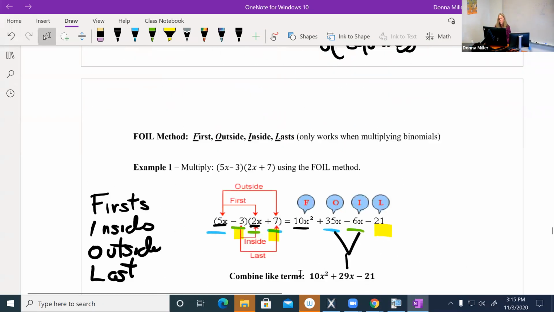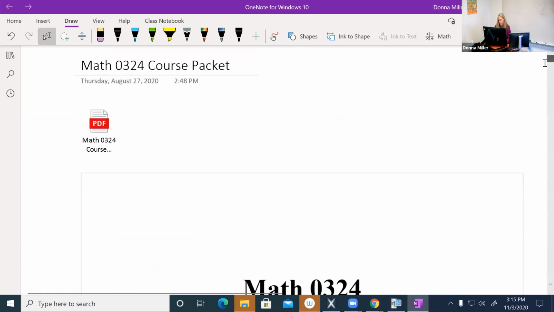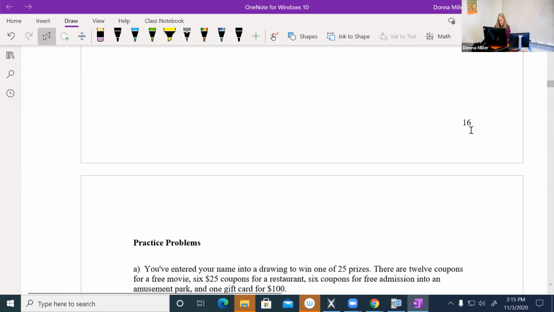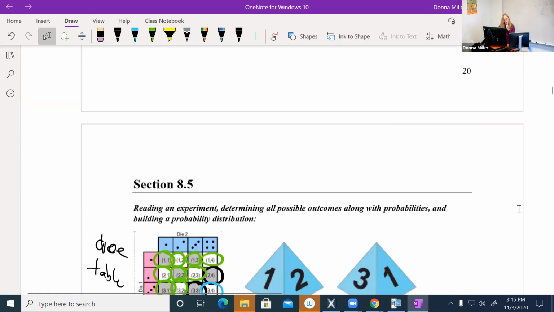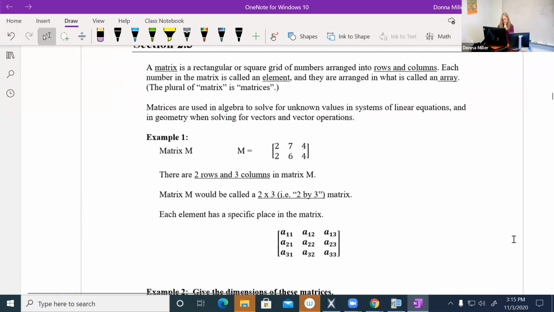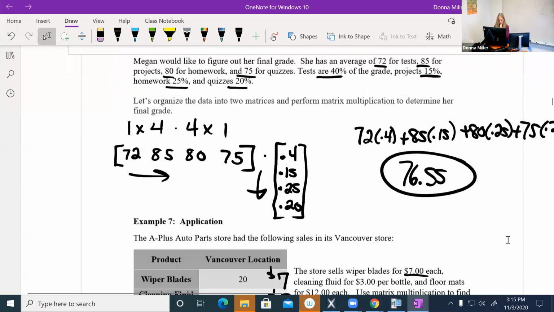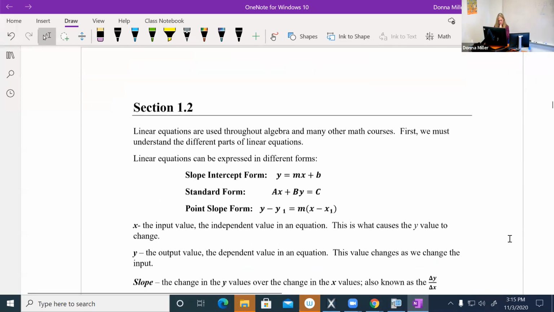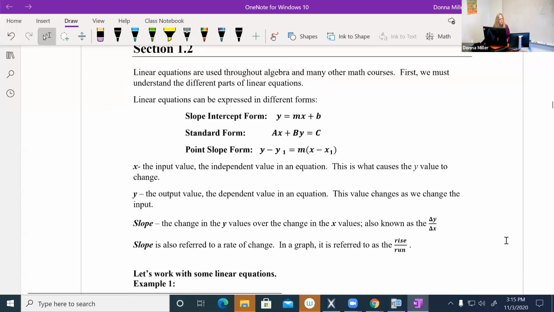All right, so we're going to go up in our packet. I don't know what page it is. Let me see if I can remember. I'm looking for 1.2. I did matrices the other day. Here it is. All right. So that's in our packet. That's on page 29. Is where we're going to start. Okay, we're going to go on page 29.